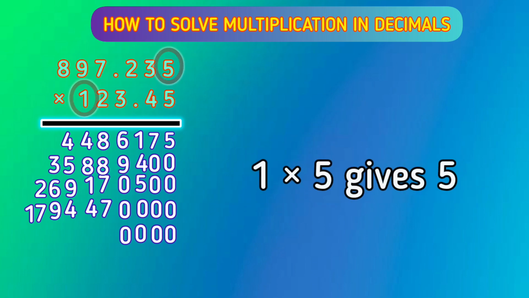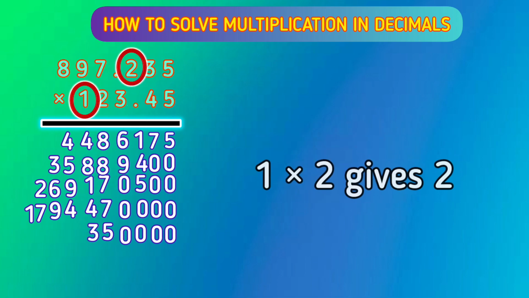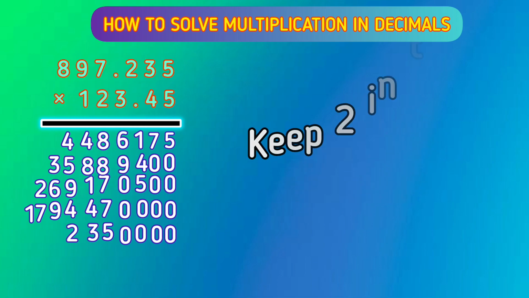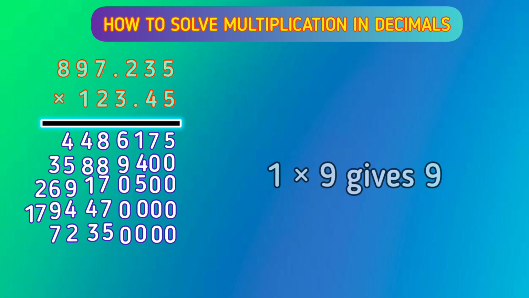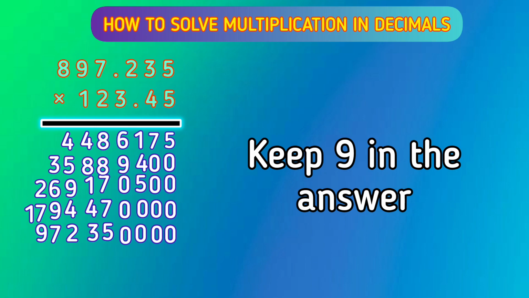Keep 4 zeros. 1 into 5 gives 5. Keep 5. 1 into 3 gives 3. Keep 3 in the answer. 1 into 2 gives 2. Keep 2 in the answer. Ignore the decimal point. 1 into 7 gives 7. Keep 7 in the answer. 1 into 9 gives 9. Keep 9 in the answer.